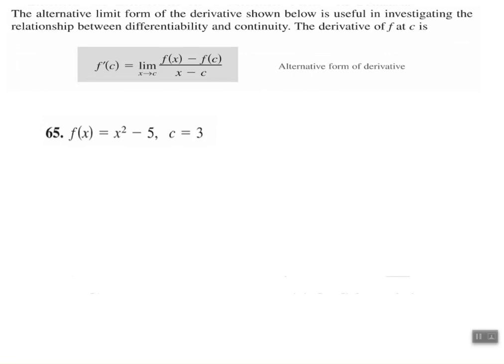Next problem we have here is the alternative limit form of the derivative shown, and the alternative limit form is f prime of c is equal to the limit as x approaches c of f of x minus f of c all over x minus c. You can use the alternative form of the derivative, or you can just, let's go ahead and do it just for good practice.